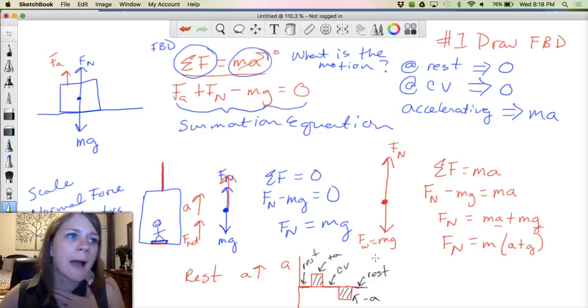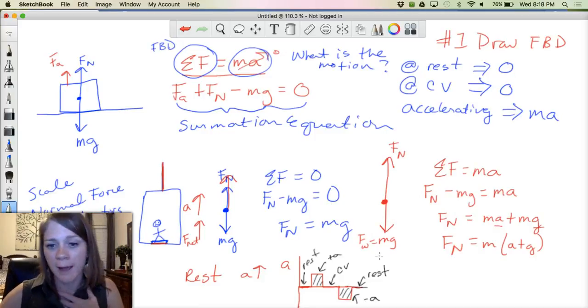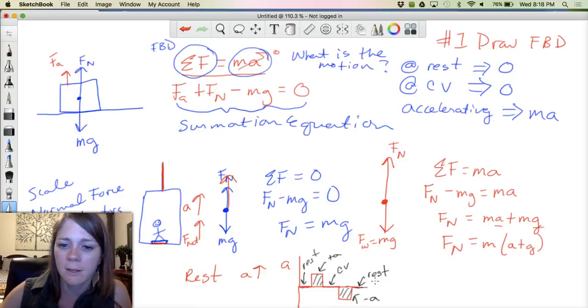Alyssa says on the test, will we have to read, interpret, make graphs like in the past 2 units? Yes, you will have to be able to read and interpret graphs or draw graphs.